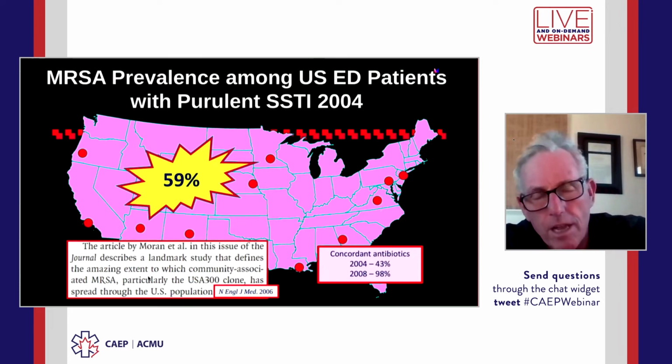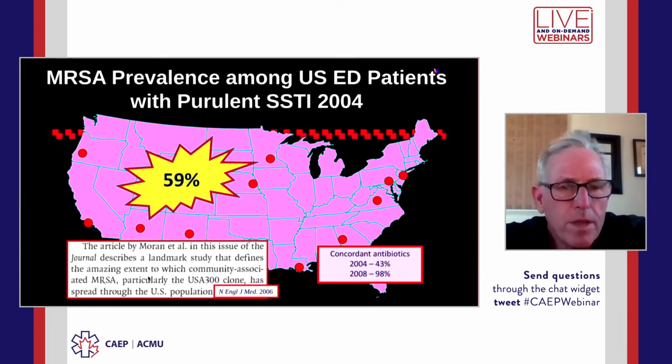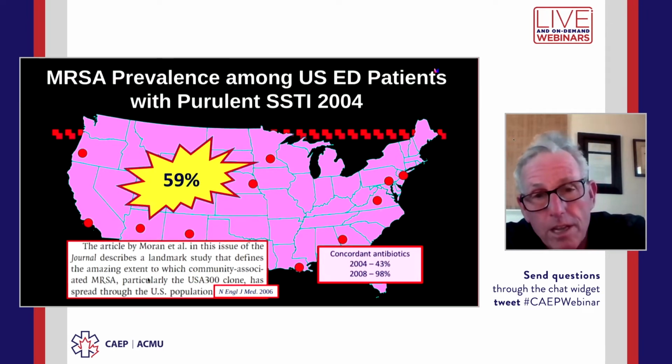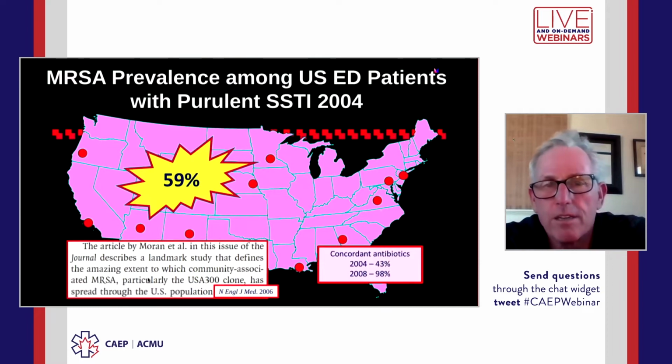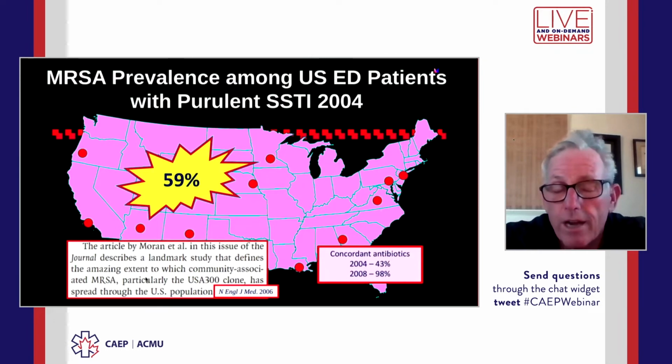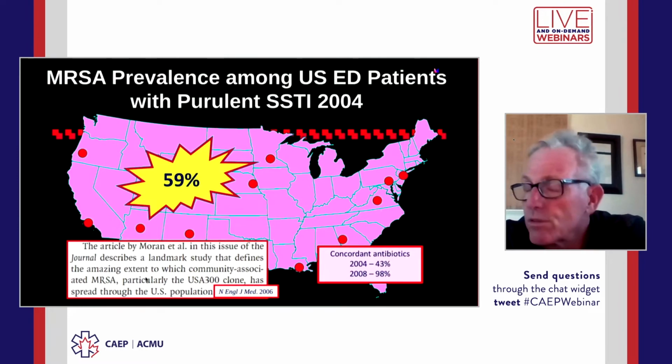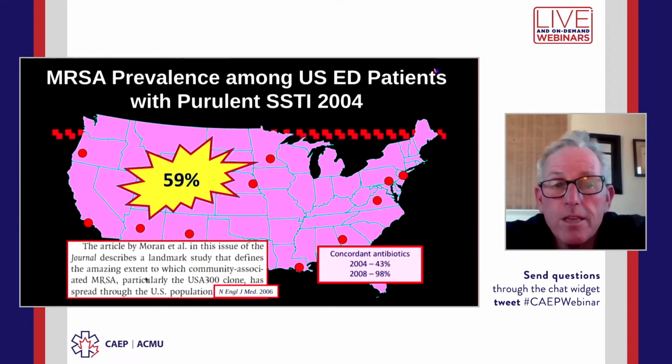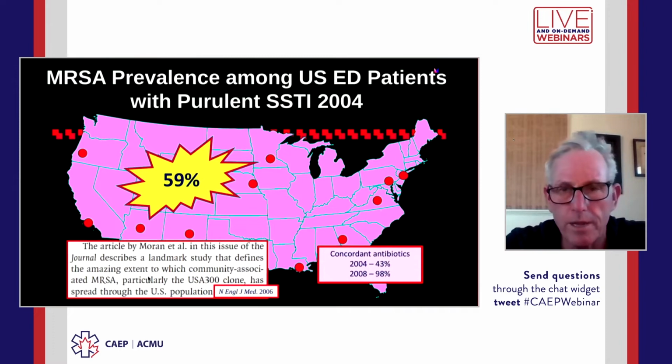If you look on this slide in your lower right-hand corner, you'll see reference to concordant antibiotics. In 2004, when we did this study, less than half of the prescriptions had activity against MRSA. But by 2008, the antibiotics prescribed almost always had activity against MRSA. So that changed practice. I can honestly say I did research that led to changed practice, and I think better patient outcomes, which I'll show you later, in the United States. And I think it led to changed practice in Canada. So here's where I'm going to turn it back over to Krishan. Take it away.